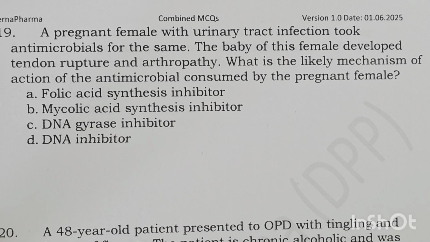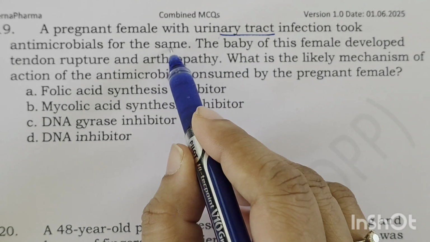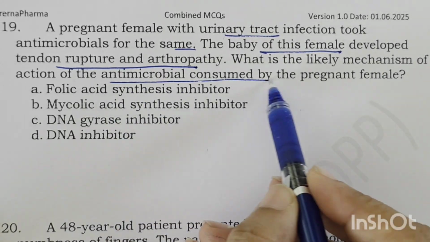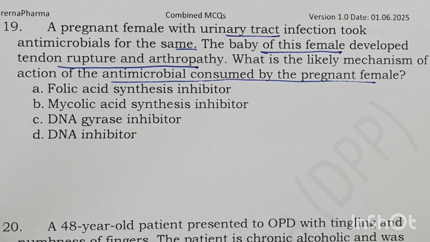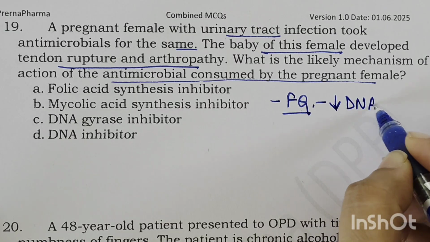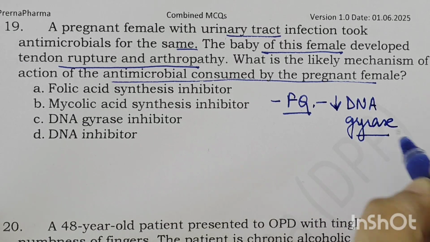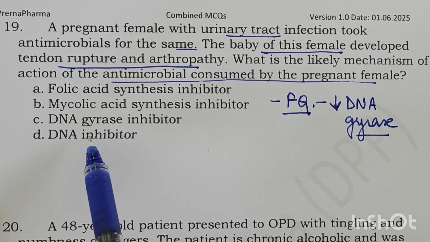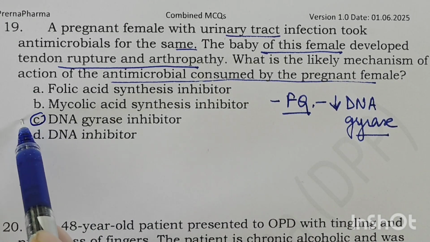The next question, a pregnant female with UTI took antimicrobials for the same. The baby developed tendon rupture and arthropathy. What is the likely mechanism of action of the antimicrobial consumed by the pregnant female? So an antibiotic that causes tendon rupture and arthropathy is usually a fluoroquinolone, and fluoroquinolones are inhibitors of DNA gyrase enzyme. So let's see the options: folic acid synthesis inhibitor, mycolic acid synthesis inhibitor, DNA gyrase inhibitor and DNA polymerase inhibitor. So DNA gyrase inhibitor is the correct answer here.